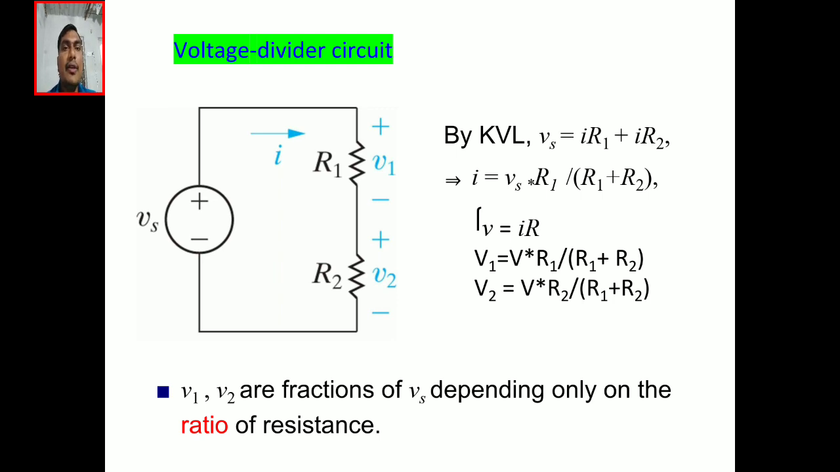Here is one circuit. Vs is a DC voltage source, with plus and minus terminals, and two resistors R1 and R2 are connected in series. The current flowing through the circuit is denoted I, and V1 and V2 are called the voltage drops across resistor R1 and resistor R2.